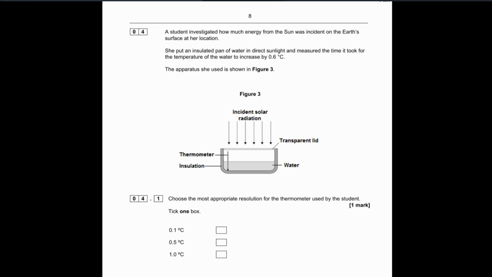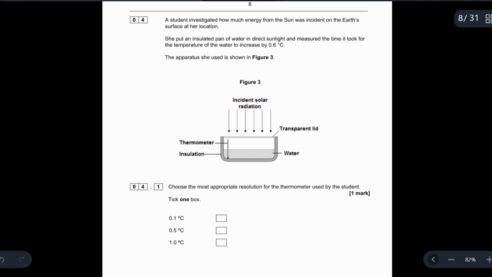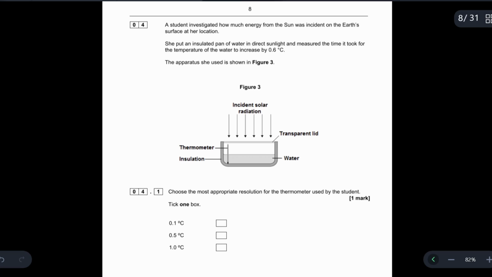The apparatus she used is shown in figure 3. Choose the most appropriate resolution for the thermometer used by the student. We've got a few different options here of 0.1, 0.5, and 1 degree Celsius, and we've got to choose which one would be the best resolution. The way we do this, we want to look at what the student is measuring. She's measuring the time it took for the temperature of the water to increase by 0.6 degrees Celsius. So she needs to be able to read a measurement of an increase of 0.6 degrees Celsius.